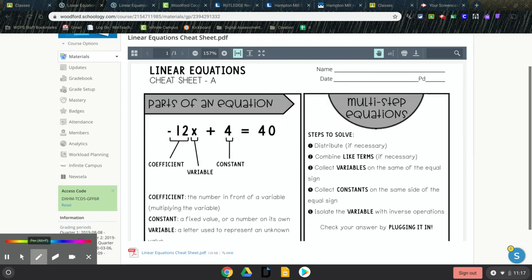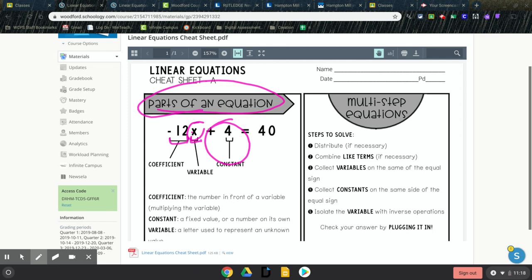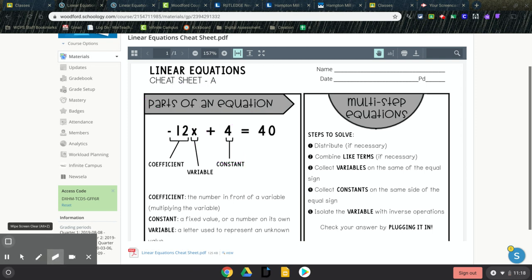The first thing it goes over is the parts of an equation. We've got our coefficient, which is the number in front of the variable, indicating multiplication. We've got our variable, which is the letter used to represent the unknown value. We've got our constant, which is a number that's over here by itself.